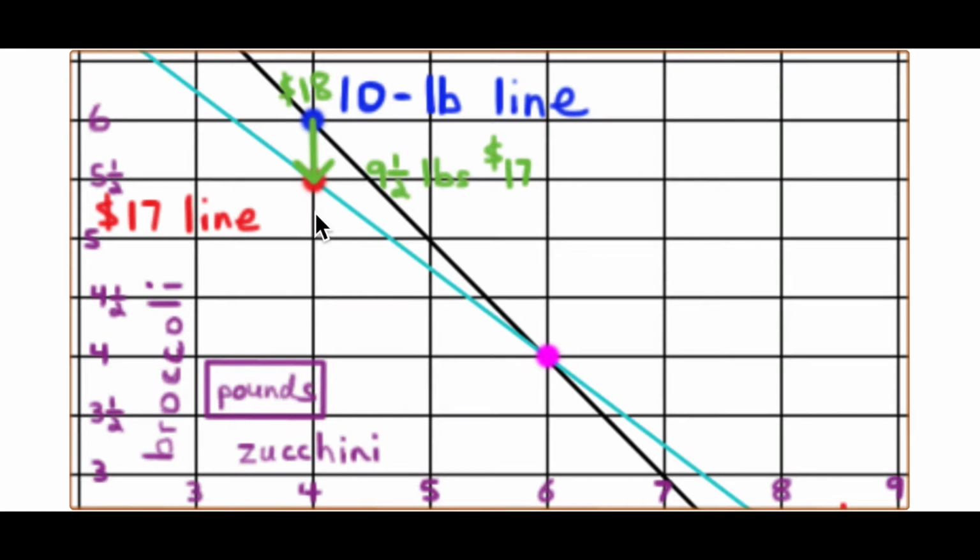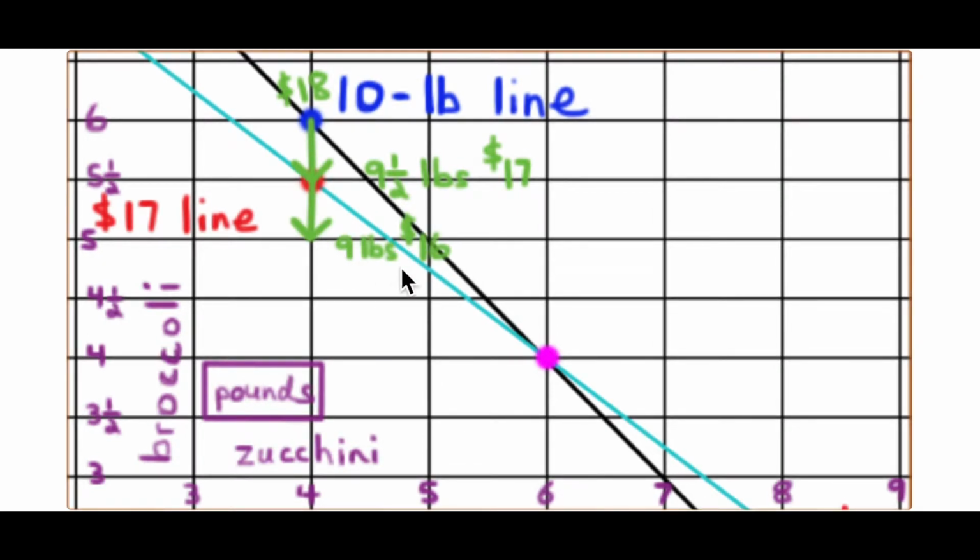This is just to get you used to the movement along these lines, what's happening in the change of pounds and the change of dollars. So if I subtract another pound of broccoli, that is a 1/2 pound of broccoli.